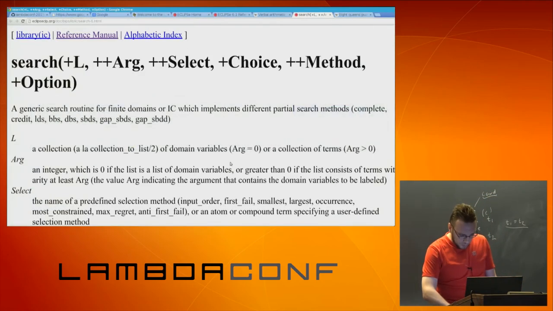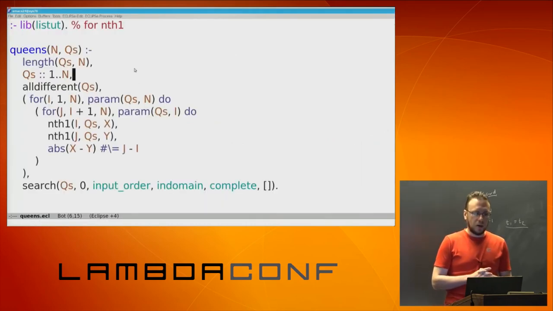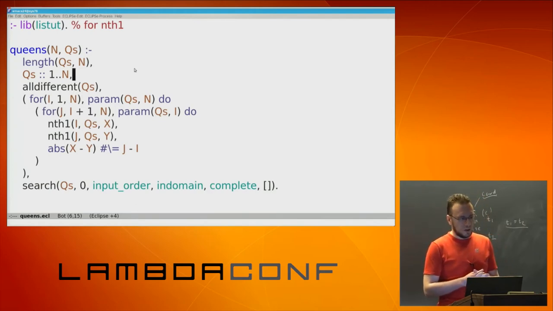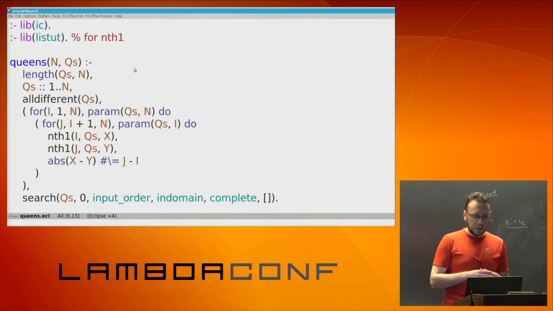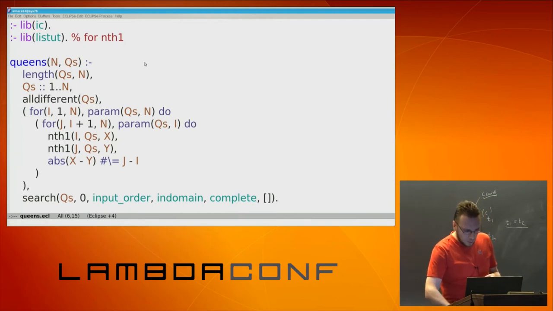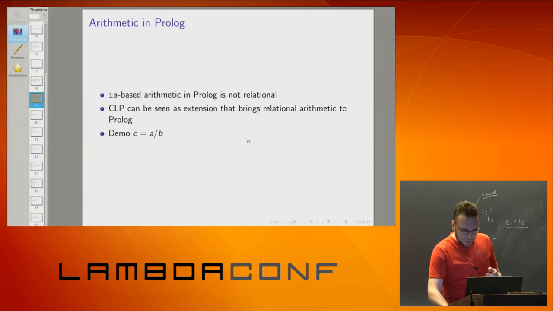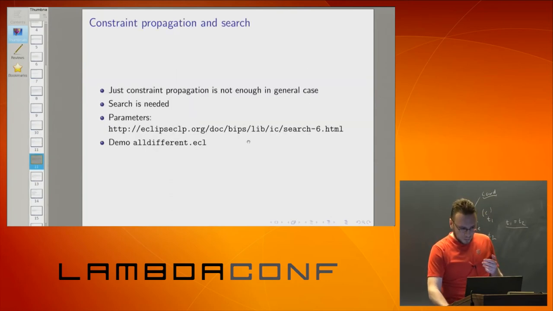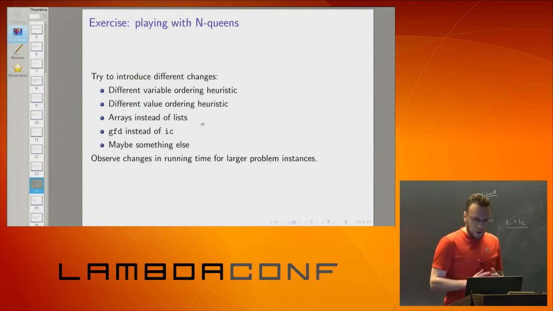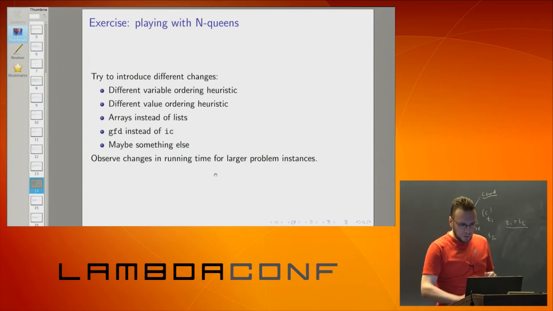Also, there is a deficiency in my program. It uses lists. These are literally linked lists, and if you want to get a particular value, particular index from the list, you have to traverse all the list. It's like slow. So you can try to change it to arrays. ECLiPSe also has arrays in addition to lists. You can see the syntax for the array in the TPK program, or you can consult ECLiPSe manual. Also try a different library, GFD instead of IC, as I did for one of my previous examples. Or maybe something else. And try to make it fast for 100.